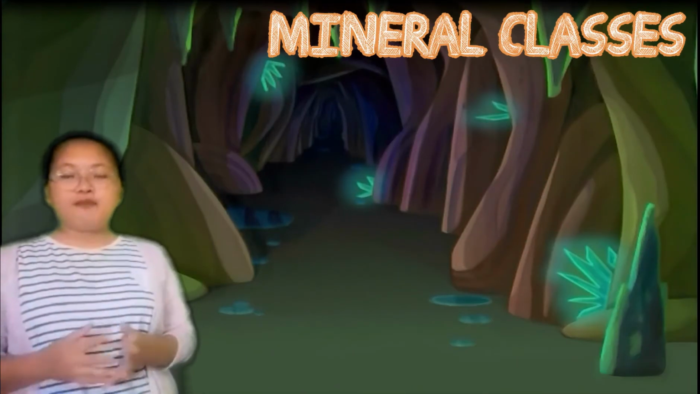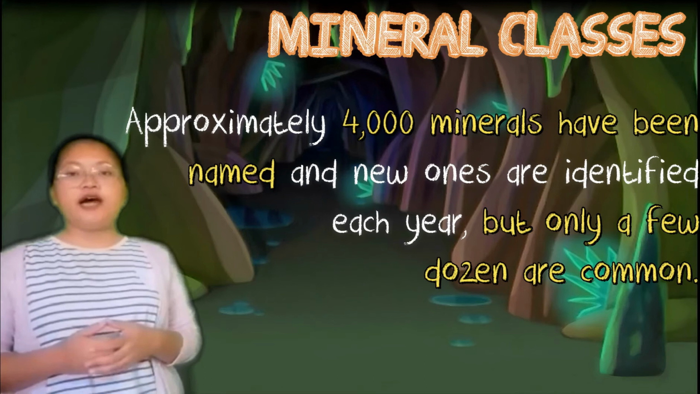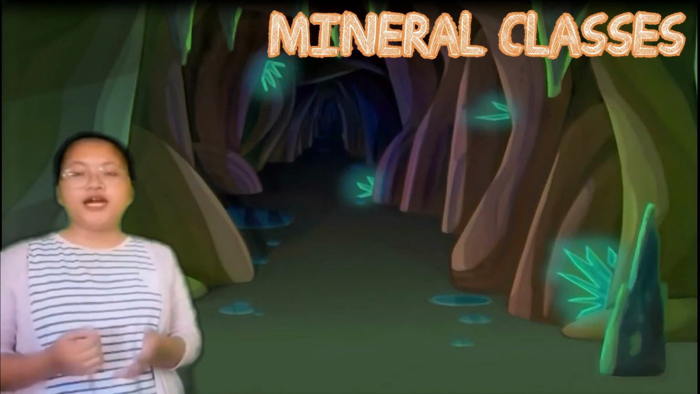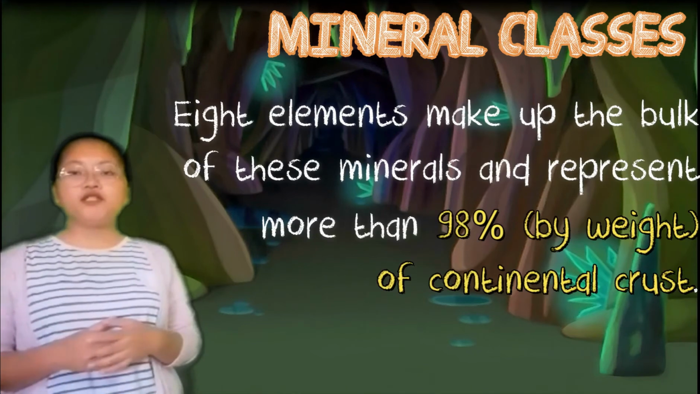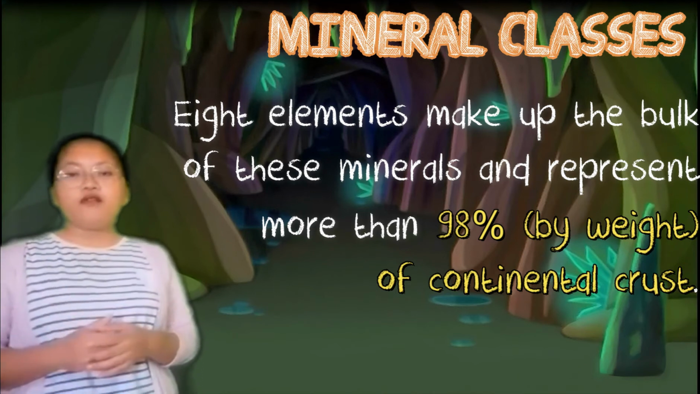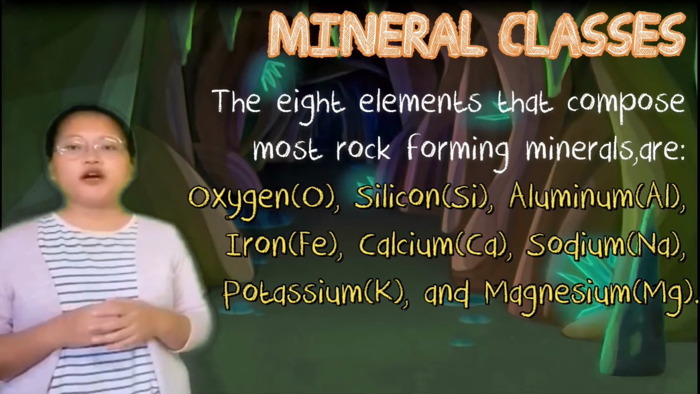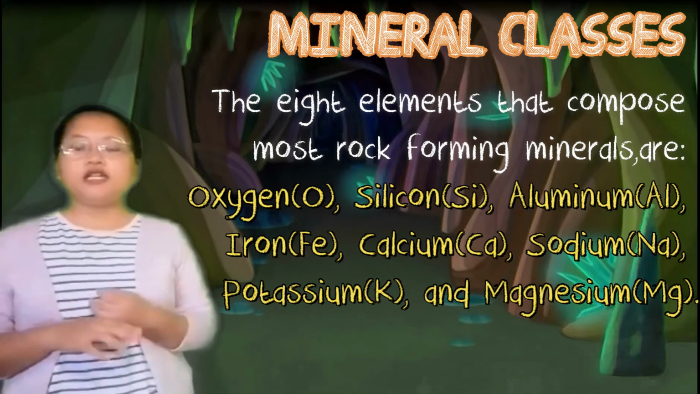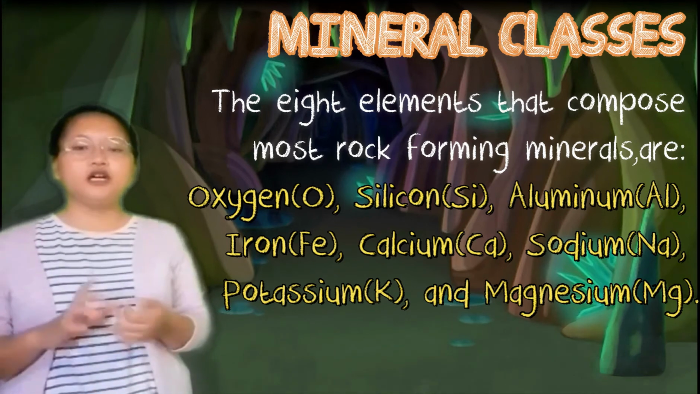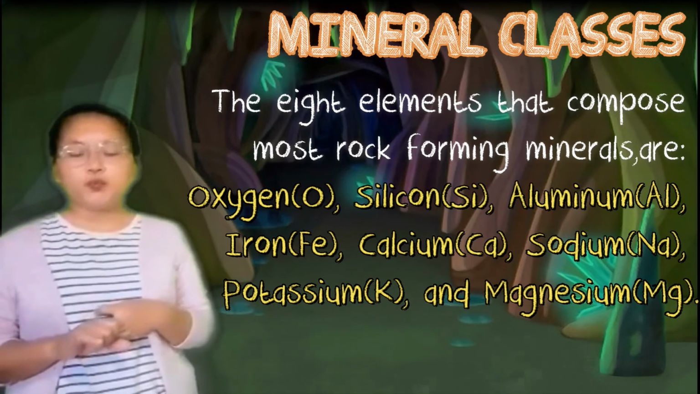Mineral classes. Approximately 4,000 minerals have been named and new ones are identified each year, but only a few dozen are common. 8 elements make up the bulk of these minerals and represent more than 98% by weight of continental crust. The 8 elements that compose most rock-forming minerals are silicon, oxygen, aluminum, iron, calcium, sodium, potassium, and magnesium.